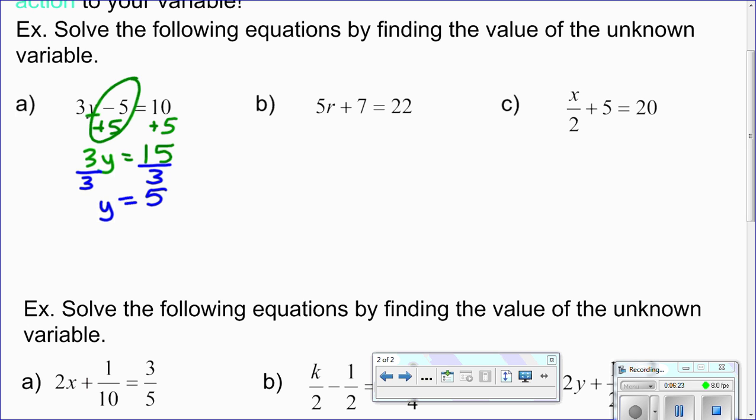Moving to the second one, we have 5 times r plus 7. So our variable is r. It's being multiplied by 5 and added by 7. So we need to undo the add 7 and we need to undo the times 5. We're going to undo the plus 7 first.